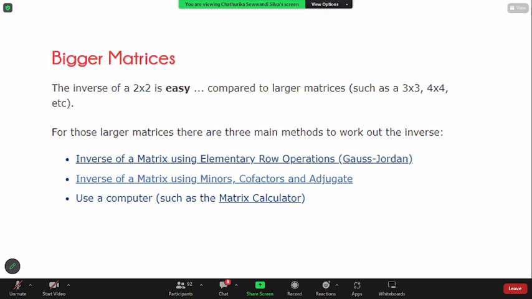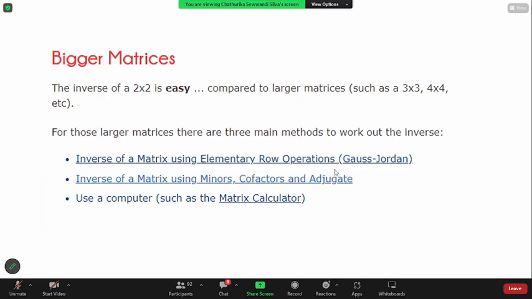Compared to larger matrices, 3 by 3, 4 by 4, and so on, for those larger matrices there are three main methods to work out the inverse. Inverse of a matrix using elementary row operations, Gauss-Jordan. Inverse of a matrix using minors, cofactors, and adjugate or adjoint. Or I use a computer or a calculator. So normally here we are going to use this particular method: minors, cofactors, and adjoint.